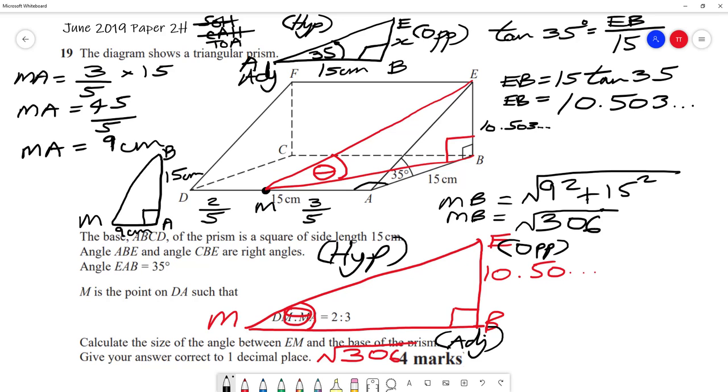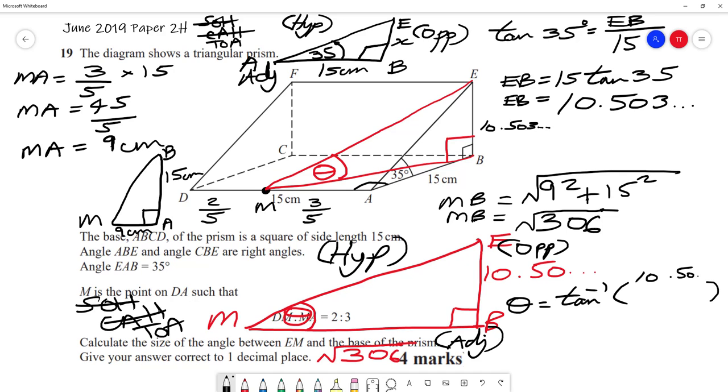So now I can write down SOHCAHTOA. And say, well, the hypotenuse is completely missing, so strike out H, it's only tan. So now we're going to work out what theta is. So we're going to use tan inverse. The opposite side in our case is 10.50 and so on. And then on the denominator, we've got the square root of 306.